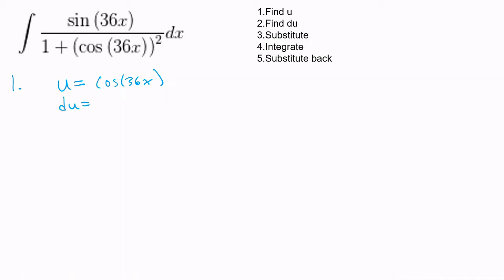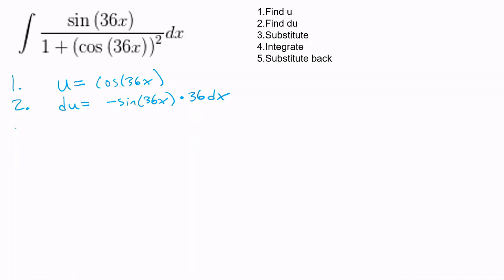du is equal to, so the derivative of cosine is negative sine, but remember, this is actually chain rule, so then I would multiply by the derivative of the inside, which is just 36. Okay. So that was 1 and 2. I forget to accidentally separate those into different pieces.